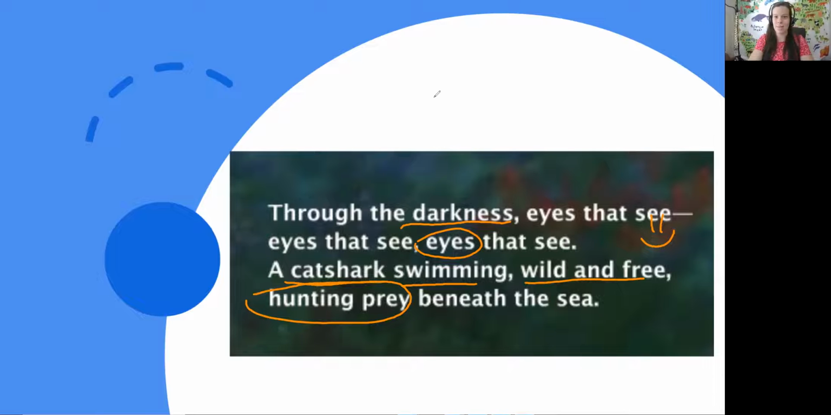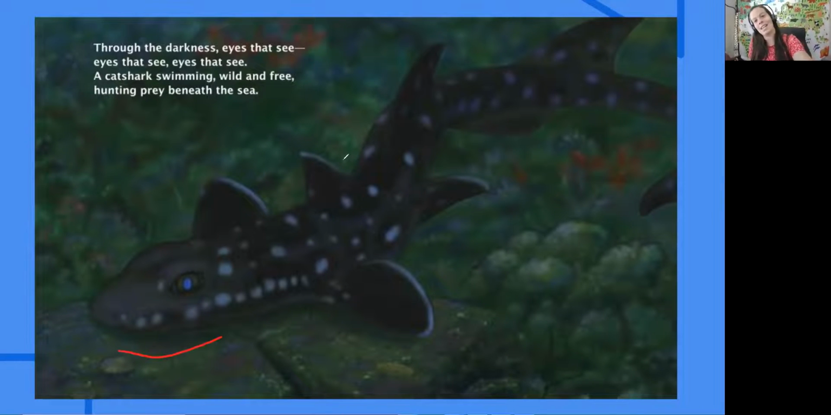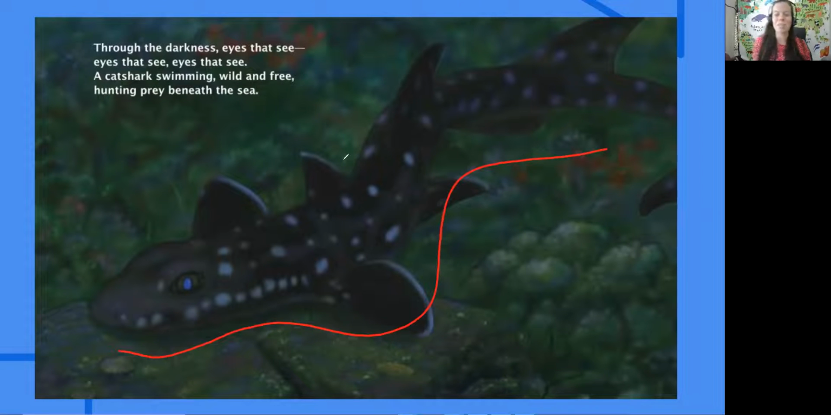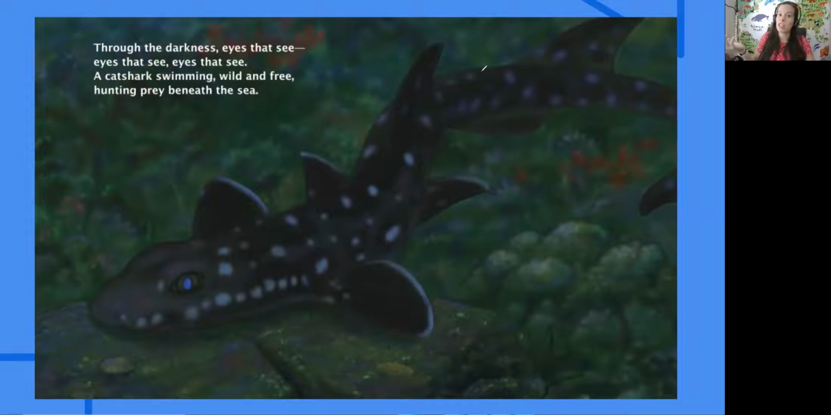Okay, so let's see if it matched what you were visualizing in your brain. There's your cat shark swimming. And what is it doing while it's swimming? It's hunting for its prey. Now, if the author did not put this text here and it just showed you the cat shark, we could just say, it's just swimming around, looking around, enjoying the day. But because of the text, we're able to tell, oh, it's actually hunting. It's wild, it's free, and it's hunting.